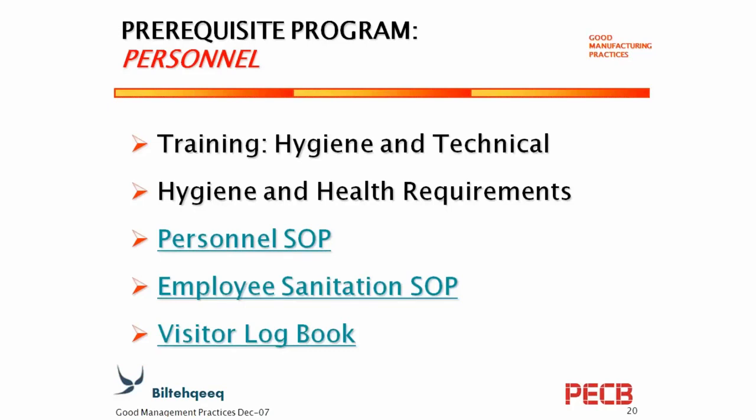calibrated. And personnel who are involved in the manufacturing process of the food items should be well trained, and they should be trained about the hygiene and technical aspects. And you should ensure that the people who are involved in the manufacturing of our food items are physically fit, and they are well aware about the hygiene.